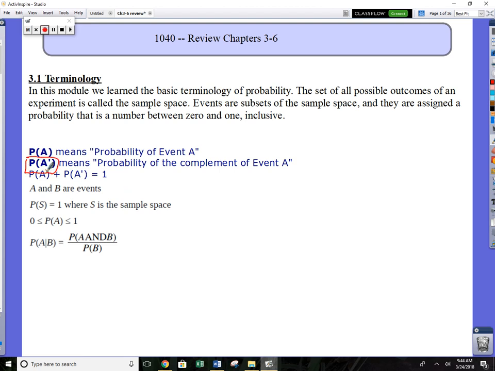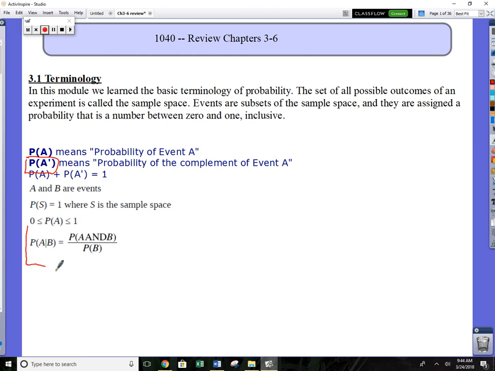So the probability of A prime, that means the complement. So it's the chances that A does not happen. So if the chances of A happening is 20%, the complement would be 80%. So they've got to add and give you 1. This is pretty straightforward. The sample space is always going to be somewhere between 0 and 1, including 0 and including 1, so 0 and 100%.